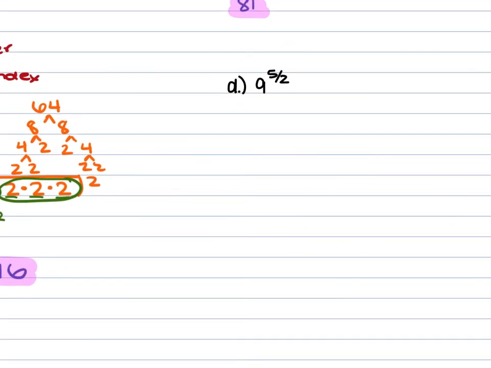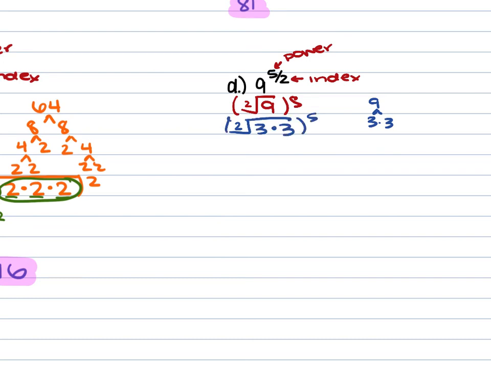For example D, we have 9 to the power of 5 over 2. That 5 is going to be your power. The 2 is your index. So this is telling us to take the square root of 9 raised to the 5th power. From here, we take the second root of 9, which is 3 times 3. So that's the square root of 3 times 3, all raised to the 5th power.